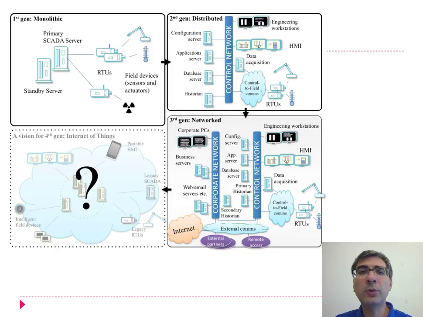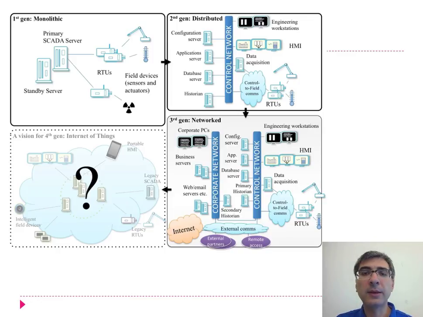And the same network would have the engineering workstations for the engineers, the HMI, the human-machine interface, a server for the acquisition of the data from the field devices, and some form of communication between the data acquisition and the RTUs. So it would not necessarily be a direct link, it might be some form of network. So this is the second generation, the distributed SCADA generation, and moving on to the current one, which is the third generation.